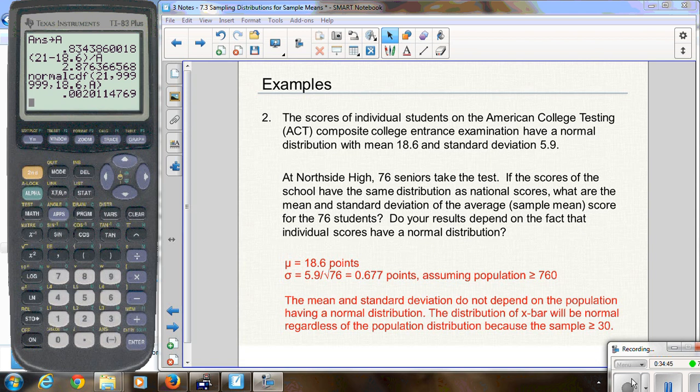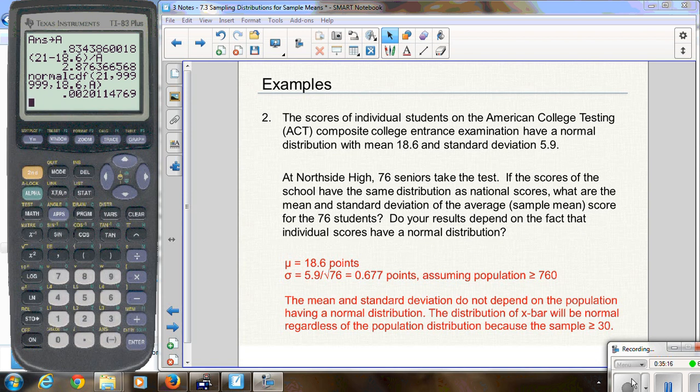So in number 2, it says the scores of individual students on the American College Testing Composite College Entrance Exam, that's the ACT, we know to have a normal distribution with a mean of 18.6 and a standard deviation of 5.9. At Northside High School, 76 seniors take the test. If the scores of the school have the same distribution as the national scores, what are the mean and standard deviation of the average, the sample mean score, for the 76 students? And then again, it asks, do your results depend on the fact that the individual scores have a normal distribution?